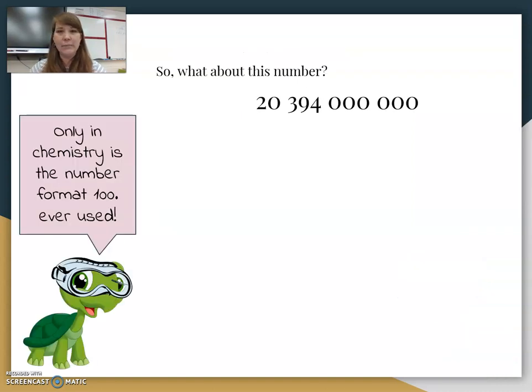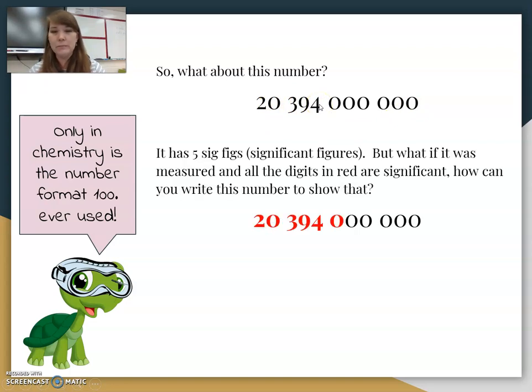All right, so let's take a number. So this is 20,394,000,000. So how many significant digits are in this number? So the 2, the 3, the 9, and the 4, those all count. So that's 4 significant digits. I have a 0 in the middle. That 0 in the middle counts. The zeros to the right, there is no decimal present. So those zeros do not count. So I have 1, 2, 3, 4, 5 significant figures or digits.